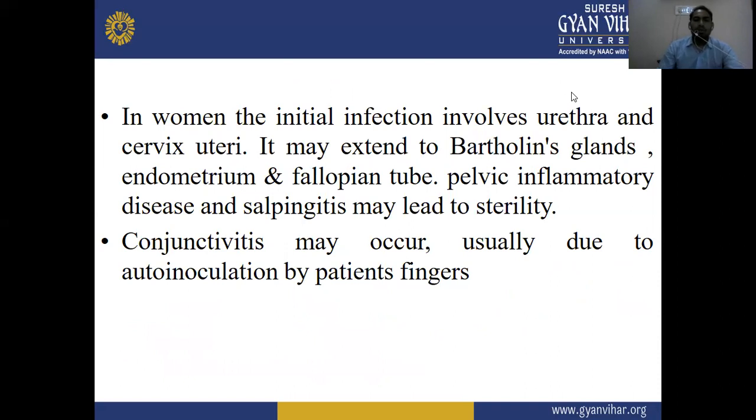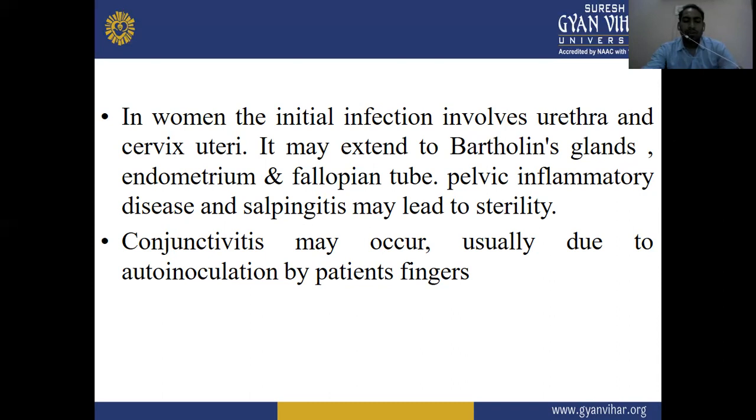Next one, in women the initial infection. In women the initial infection involves the urethra and cervix uteri. It may extend to the Bartholin glands, endometrium, and fallopian tubes, and pelvic inflammatory disease and salpingitis may lead to sterility. Bartholin glands are located on each side of the vaginal opening and they secrete fluids that help lubricate the vagina.